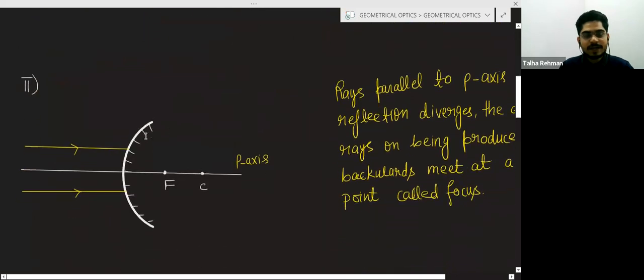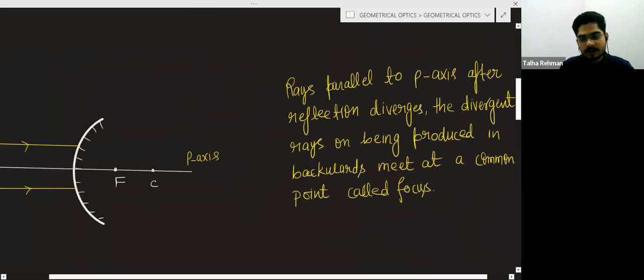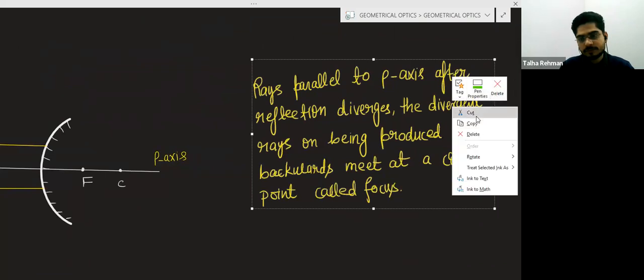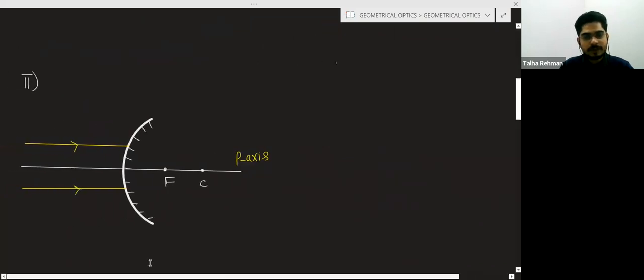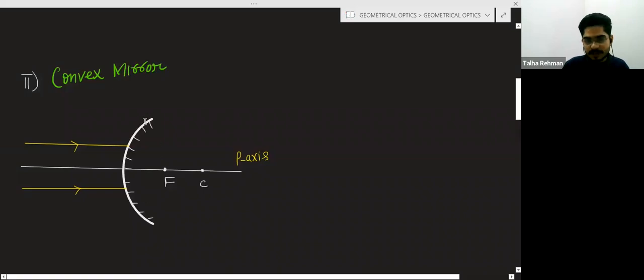After that, we will define the focus for the convex mirror. This is a convex mirror. A convex mirror has a reflecting surface that bulges outward. These are the parallel rays, meaning rays parallel to the principal axis.